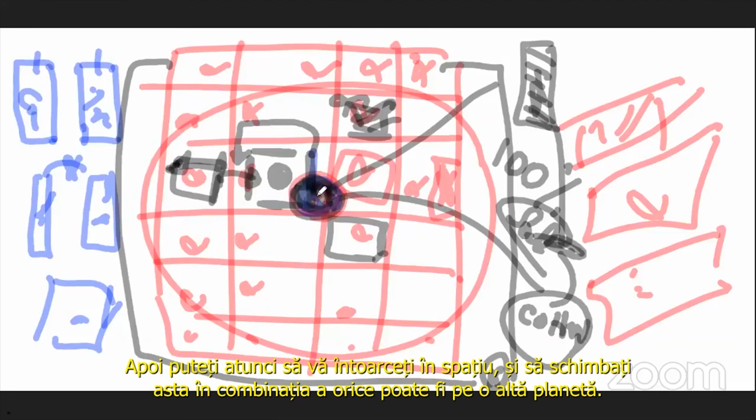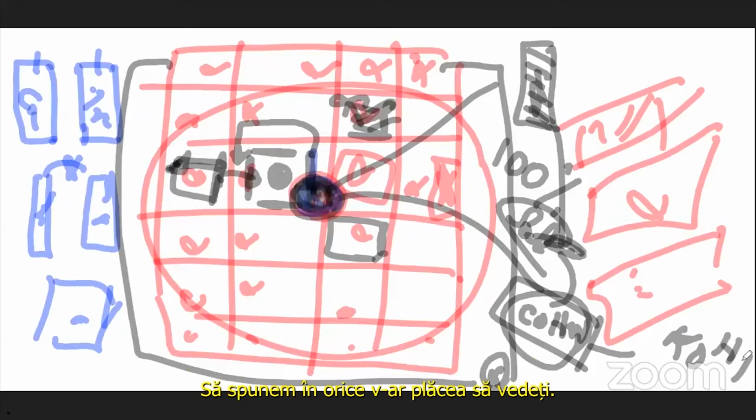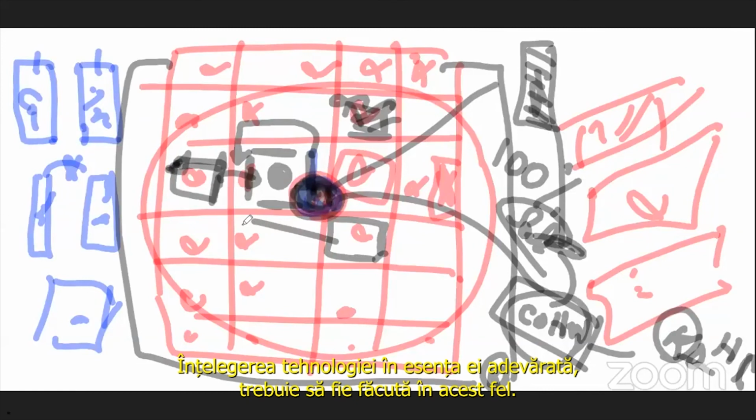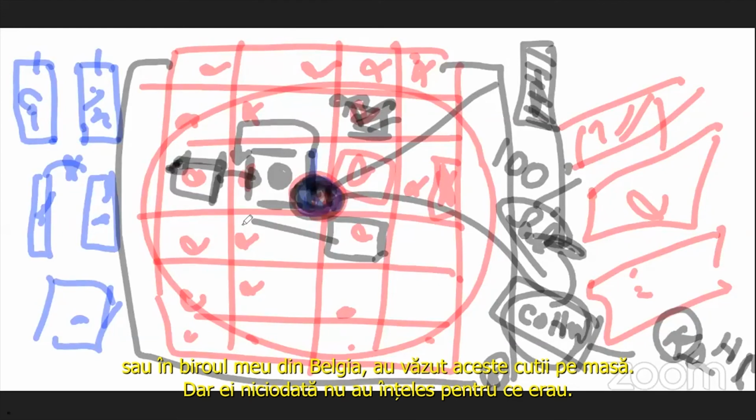You can then go back into space and change this to the combination of anything that could be on another planet. Let's say whatever you like, C. The only difference you're going to get is this, which makes you green. But the process is exactly the same. Understanding of the technology in its true essence has to be done this way. Those who've been in my lab when I used to do these tests, or in my office in Belgium, they've seen these boxes on my table, but they could never understand what I was up to.